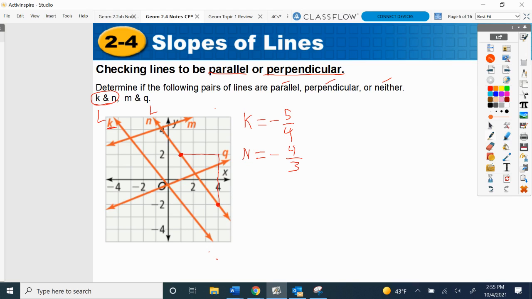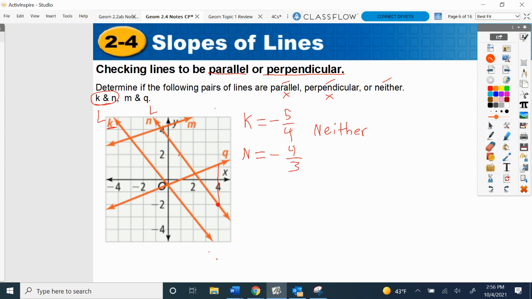Now I want to see if they match any of the definitions for parallel, okay, which they don't. They don't match the definition of perpendicular either because these do not follow the rules of negative reciprocals, or their products would not come out to negative 1. So this one is going to be neither. All right, it is neither perpendicular or parallel. Okay, so there's K and N evaluated.